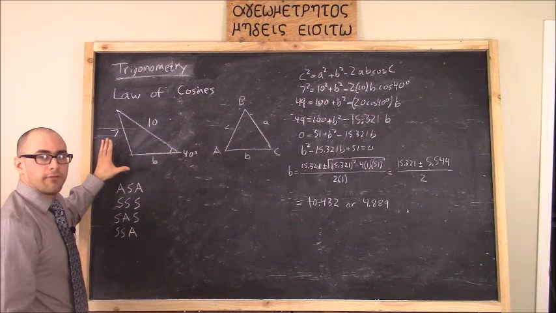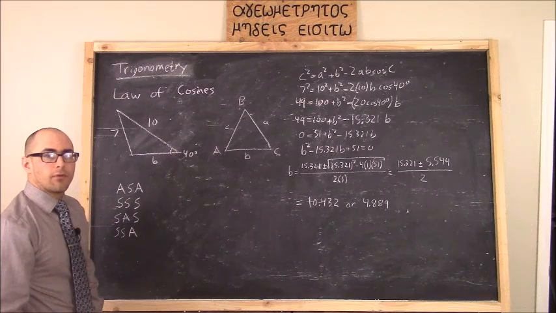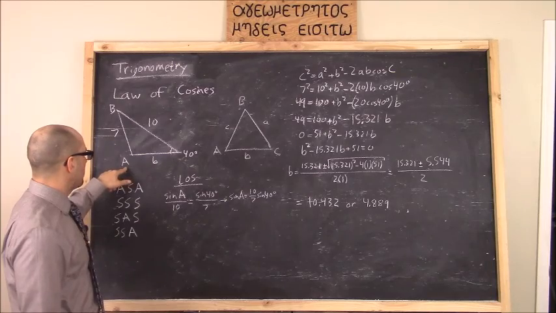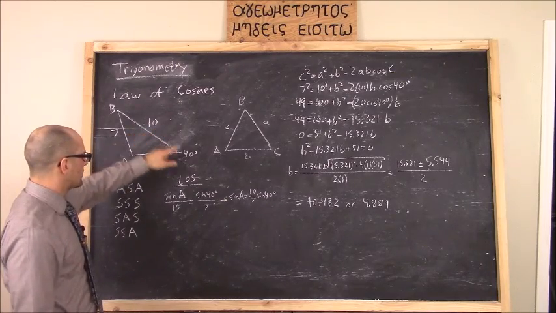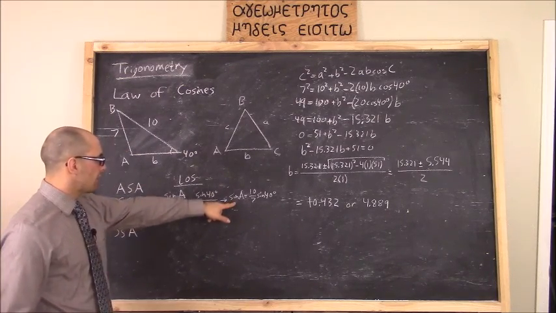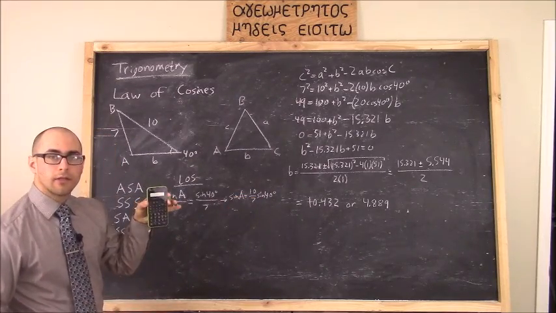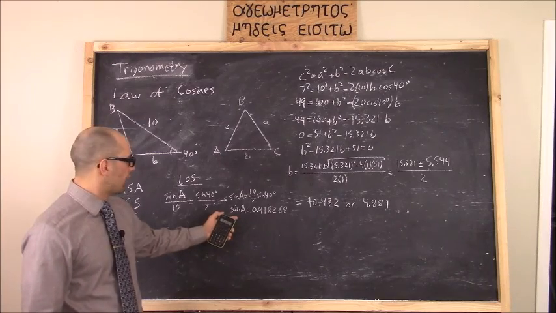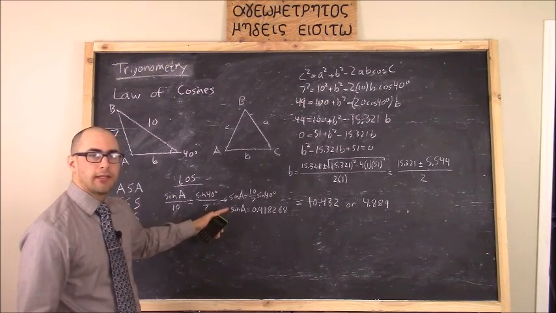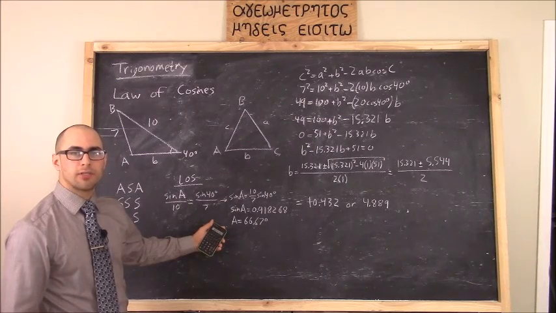We are not given enough information as it stands here to answer that question fully. So let's answer it for both cases. Using the law of sines, I've set up the ratio sine A divided by 10 is equal to sine 40 divided by 7. Multiply both sides by 10, and I get sine A is equal to 10 over 7 times sine of 40 degrees. Plug that into my calculator, and I get sine of A is equal to 0.918268. To solve for angle A, I take the inverse sine of both sides to obtain A is equal to 66.67 degrees.